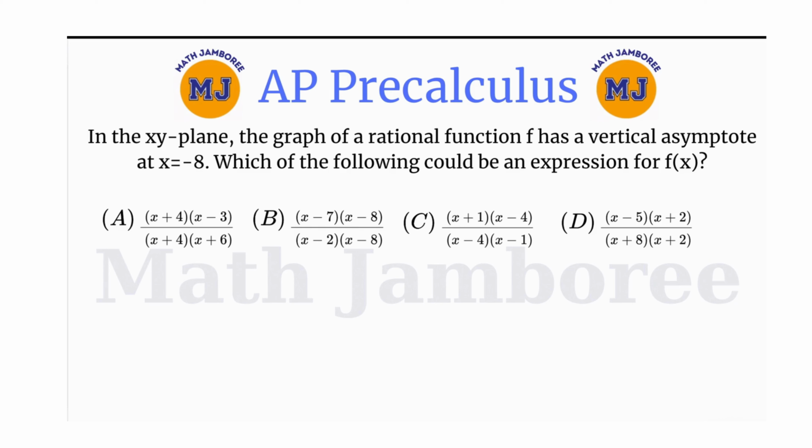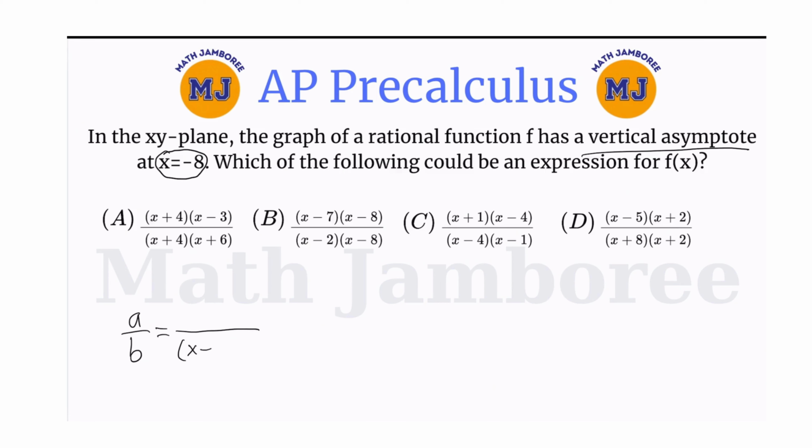So rational functions consist of numerators and denominators. And if you're talking about a vertical asymptote, that means you're talking about the denominator. The denominator must have an expression that, when you make it equal 0 and solve for x, should give you -8. What expression should that be?